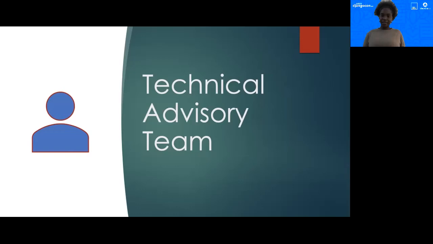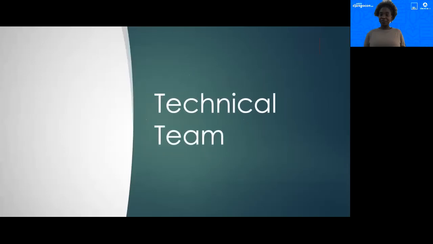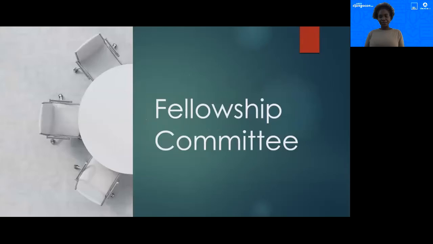Then we have the technical team. The technical team is comprised of veteran contributors to Django who are actively involved in its development. Activities may include ticket triage, patch authoring, and patch review. Then last but not least, we have the fellowship committee. The fellowship committee handles the recruitment and all issues to do with the management of our Django fellows. The team is by invitation only.